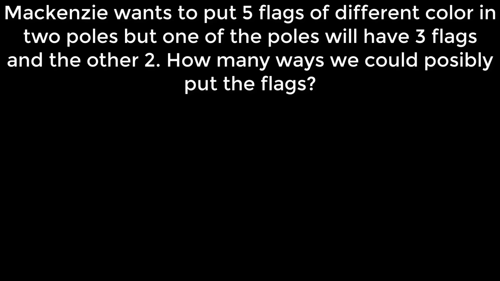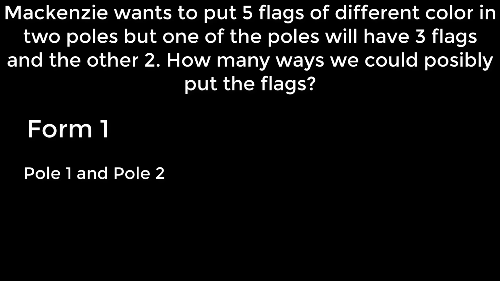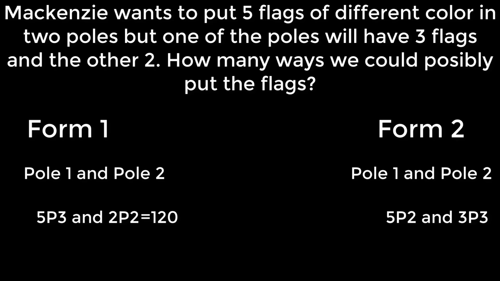In this problem, we're going to have 2 forms. In form number 1, pole 1 has the 3 flags, so it'll be 5 flags permutated in 3 spots by 2 flags permutated in 2 spots. That will give us 120. In form 2, pole number 1 will have 5 flags permutated in 2 spots, and pole number 2 will have 3 flags permutated in 3 spots.